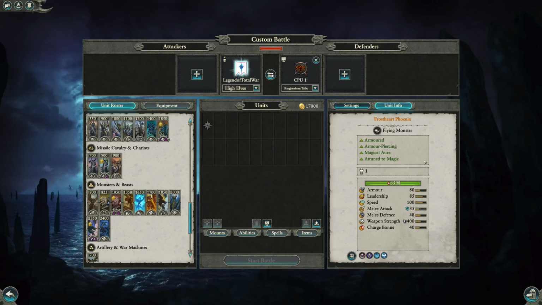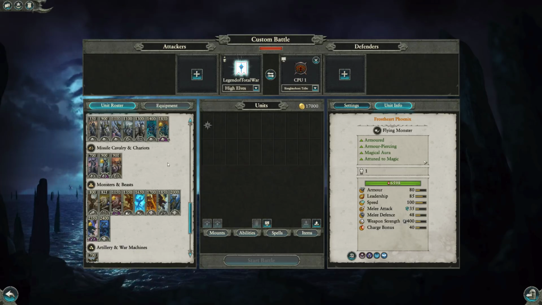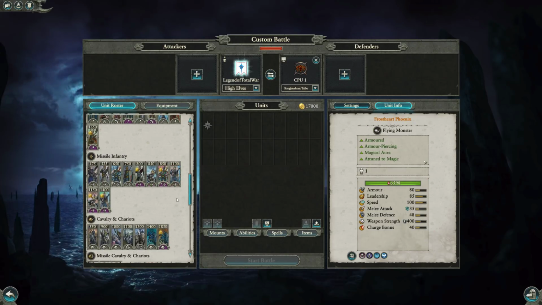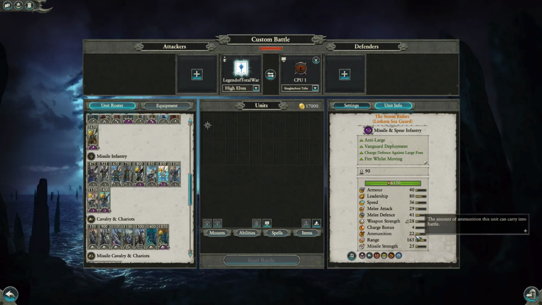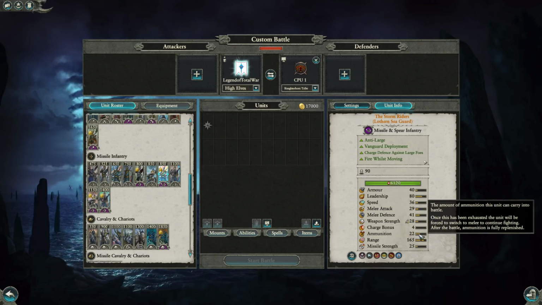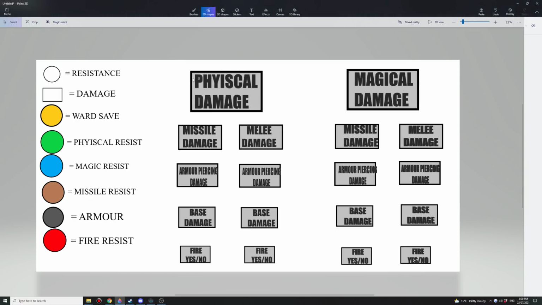Okay, so the next thing to interpret is missile damage. Missiles are artillery, archers, anything that's basically shooting, and that is missile damage. To interpret what type of damage a missile attack is, if we have a look at the Lothern Sea Guard, we look at the modifiers on the ammunition. There are no modifiers on this particular unit. That indicates to us that it is a physical attack, it is definitely a missile attack, it has armor piercing, it has base damage, and it does not have fire.